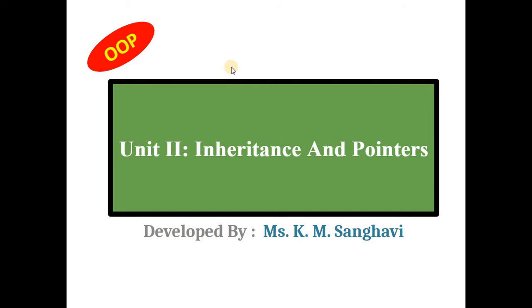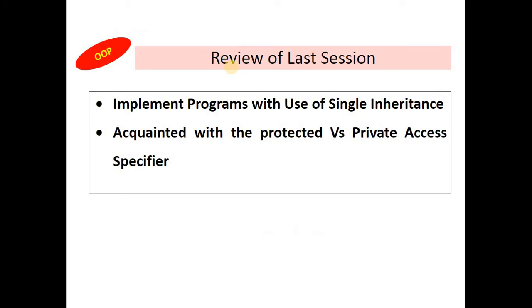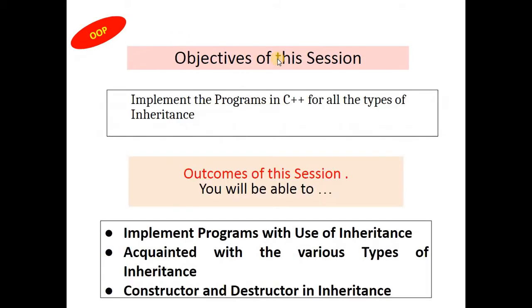In the last video we had already started with the introduction of inheritance and the different types of inheritance. We'll explore the implementation of inheritance today. In the last video you saw the implementation of a program using single inheritance and also got acquainted with what a protected data member is versus the private access specifier. So today we are going to implement programs in C++ for all the different types of inheritance.